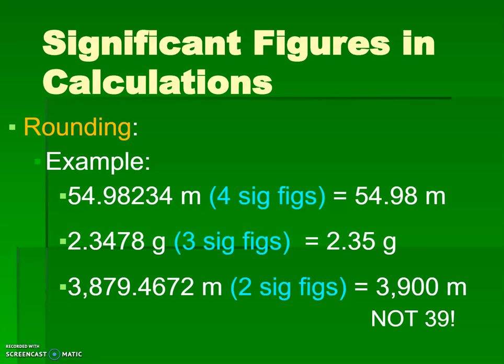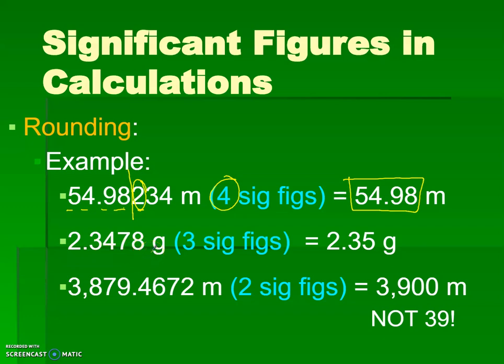So for example, just to review, I know you know how to do this. If you have in your calculator 54.98234 and it says to round to 4 sig figs, you take the first 4 significant values, you make a cut, and then you look at the number to the right of where you cut off. If this number is 5 or greater, you push this number up. If it's less, it stays. So this one stays at 54.98. This is a let it go situation.